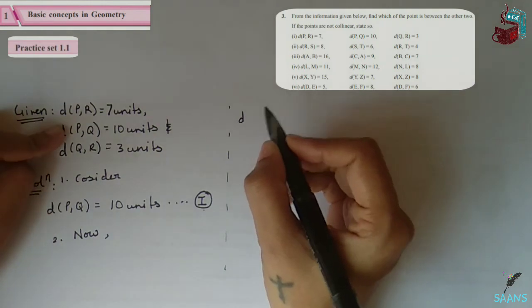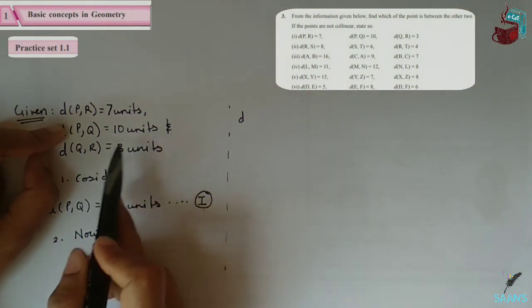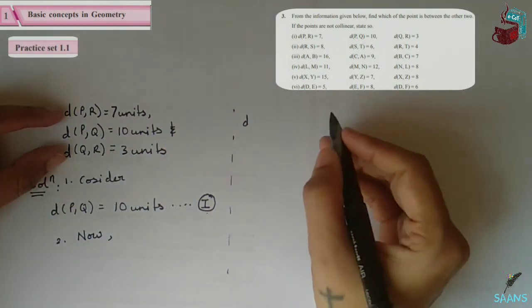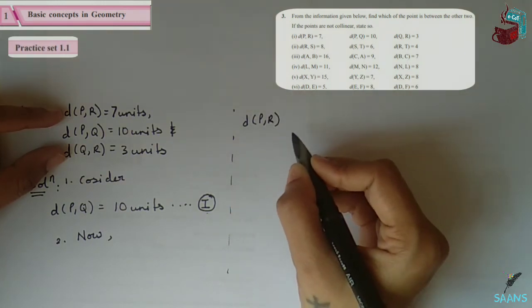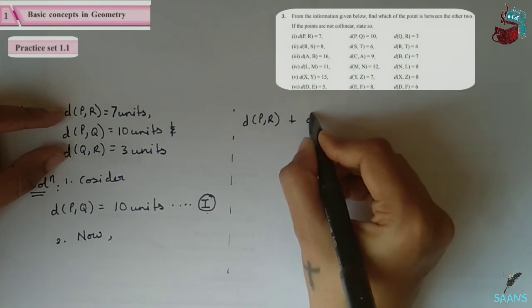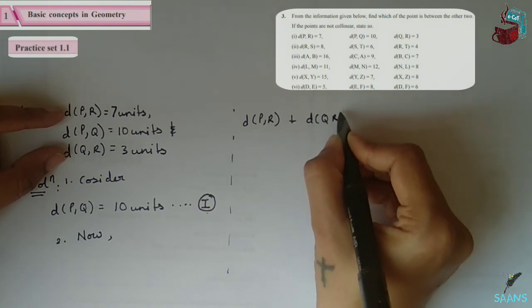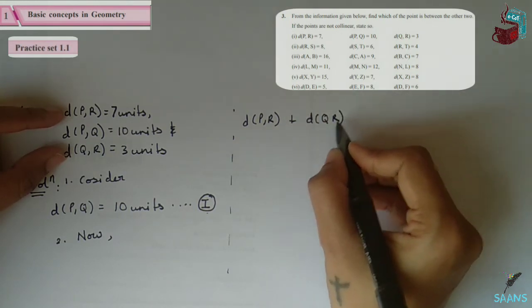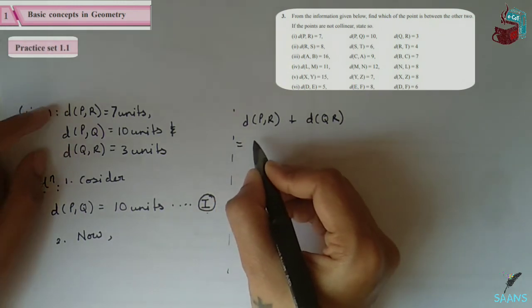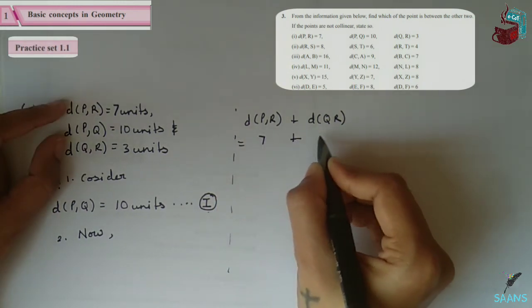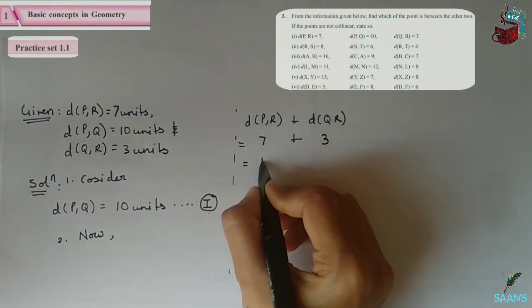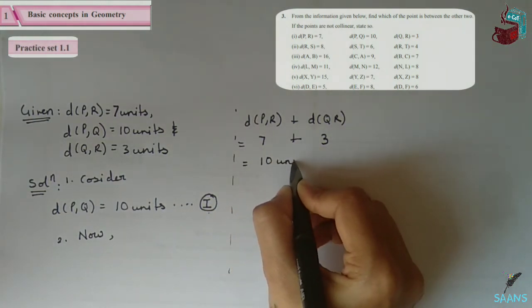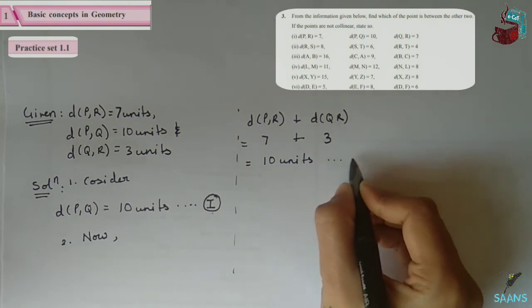Since I don't have a lot of place over here, I'll do it over here. PQ we have already taken, so take these two now. Distance PR, the other, you have to add only. Distance PR plus distance QR is equal to 7 plus 3, which is again 10 units. This is your second statement.